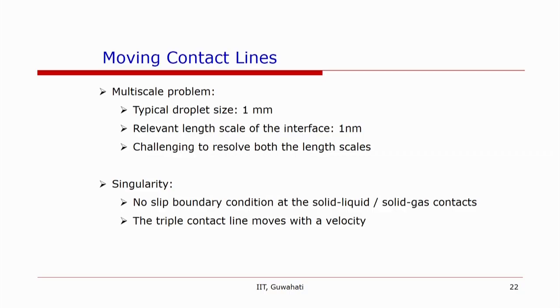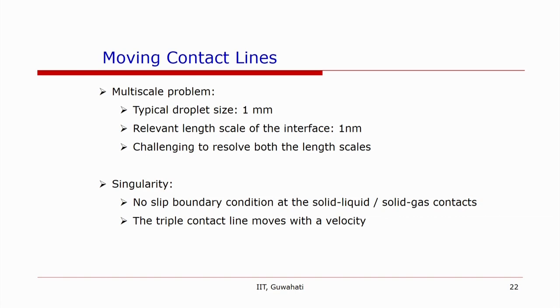Now, this is a multi-scale problem, so it involves a number of scales. The largest scale, for example, if we are talking about a droplet spreading on a surface, is the capillary length scale, which is about 1 mm, and the minimum scale is the relevant scale for the interface, which is the molecular scale, of the size of 1 nanometer. So we can see that this spread is about 10 decades. So in any study, it is difficult to resolve all the length scales. It is a challenging task.